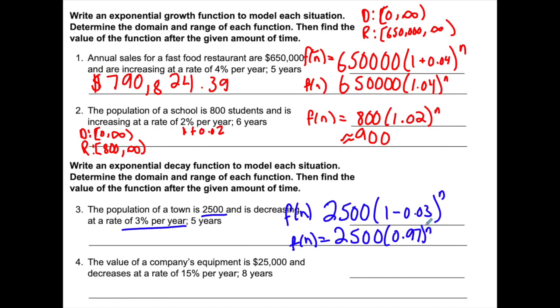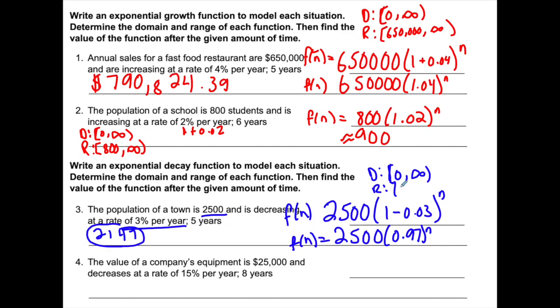And now we need to know after 5 years, so I plug that in, 2,500 times 0.97, close my parentheses, and do to the power of 5, and I get 2,146.8, so I'm going to say 2,147 because we're talking about people. Okay, domain. I'm going to say 0 to infinity on my domain, 0 included. Range. Here we got to be careful.